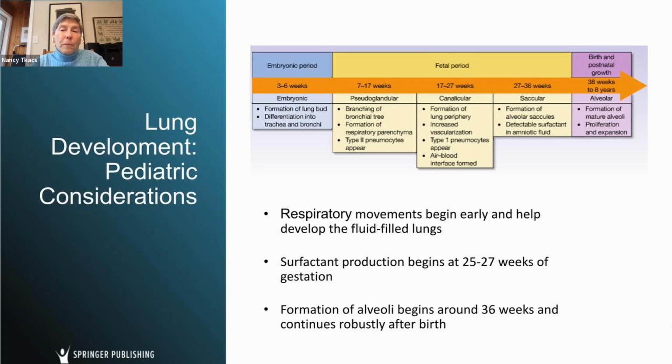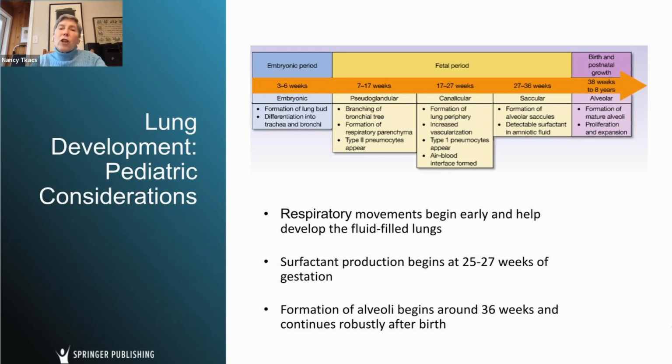Moving on, of course, we have to consider lifespan considerations. So, talking about what happens before you're born in the development of the lungs. We have an embryonic period where there's just a formation of a simple lung bud, which then starts to differentiate into trachea and bronchi. There is an early phase, 7 to 17 weeks, where you have the progressive branching, growing, lengthening of that bronchial tree.